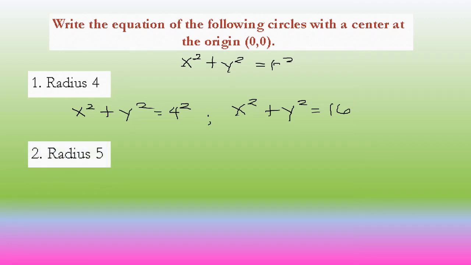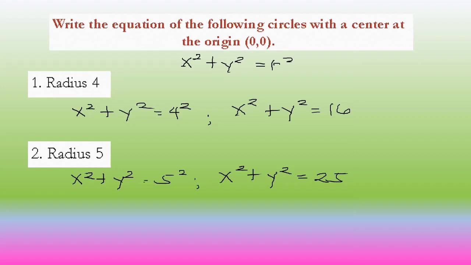In our second example, following the same pattern, we have x raised to 2 plus y raised to 2 is equal to 5 raised to 2. Hence, the equation now would be x raised to 2 plus y raised to 2 is equal to 25.